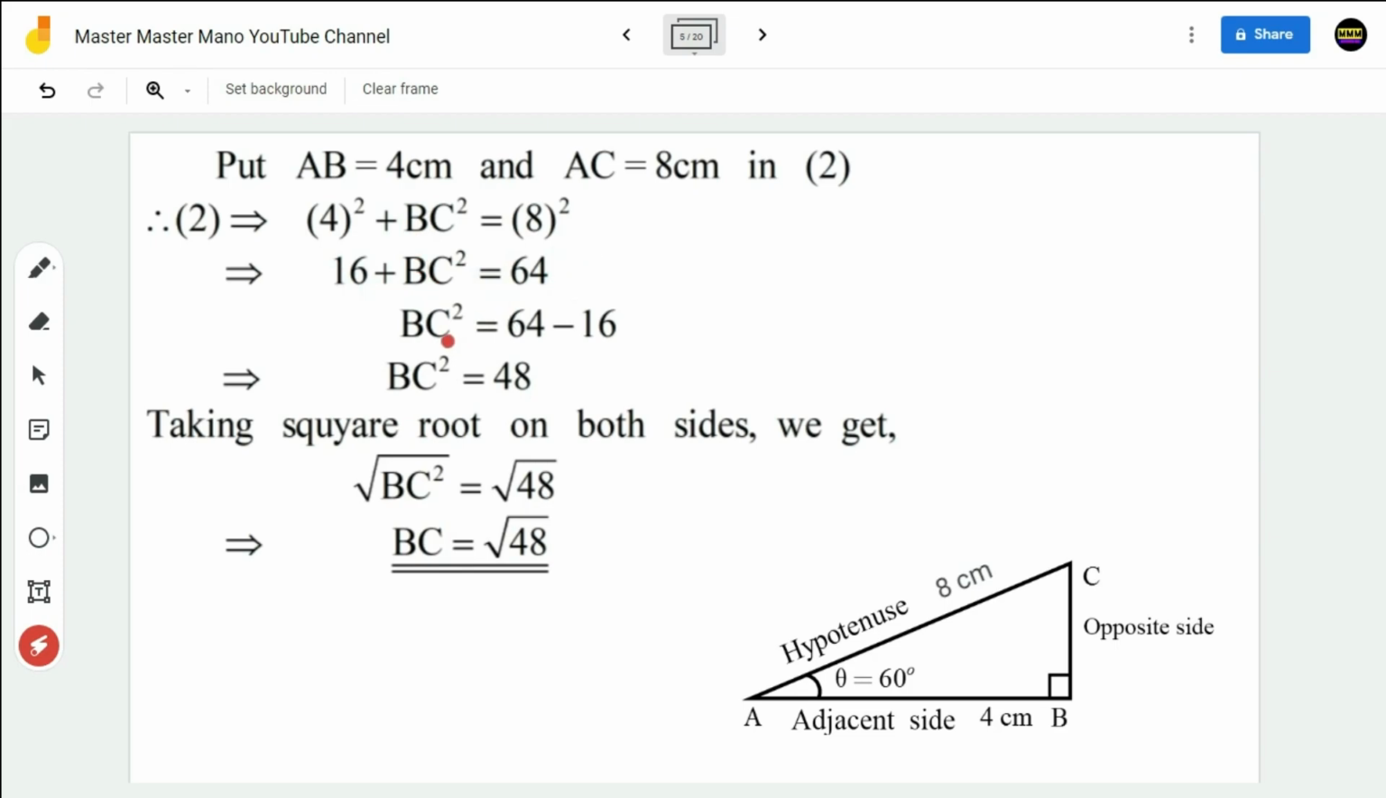BC square is kept on the left hand side of the equation, and on the right hand side we have 64. When this plus 16 goes to the right hand side of the equation, it will be minus 16. On the left hand side we have BC square equal to 64 minus 16 equal to 48. Taking square root on both sides, we get root of BC square equal to root of 48. When root of BC square comes out of the root, it will be BC equal to root of 48. Therefore, we have found the length of the opposite side BC as root 48 by Pythagoras theorem.